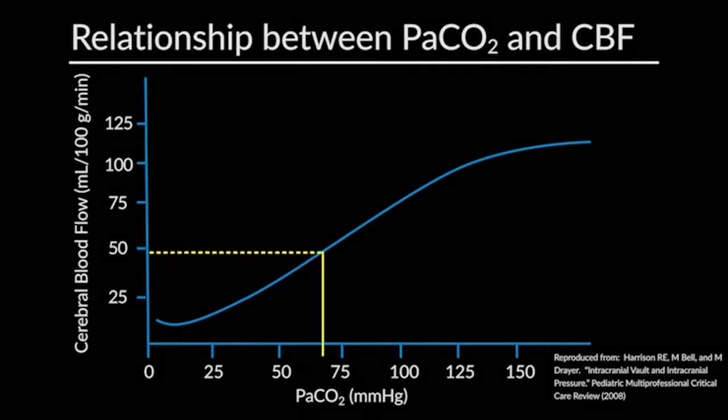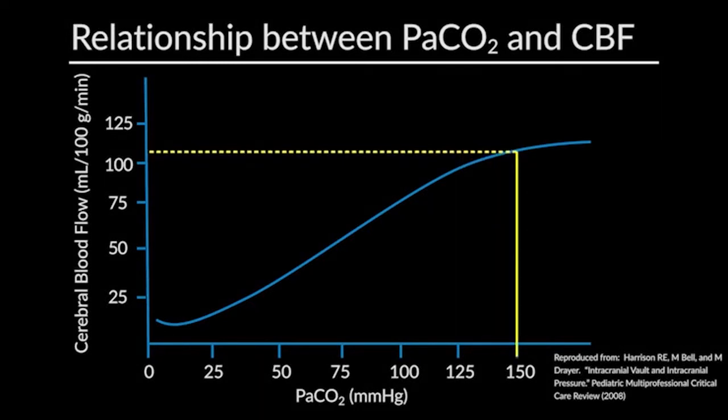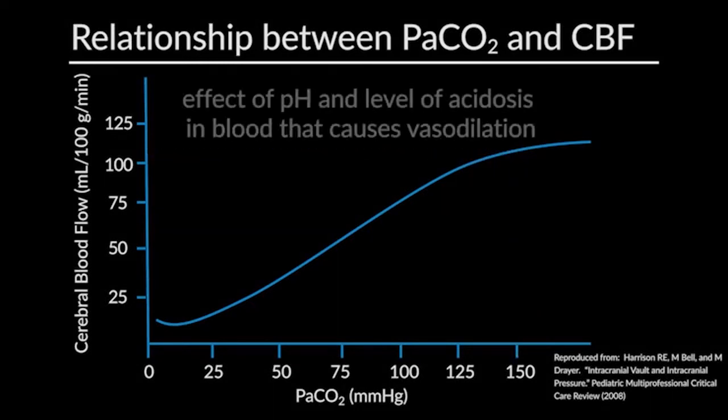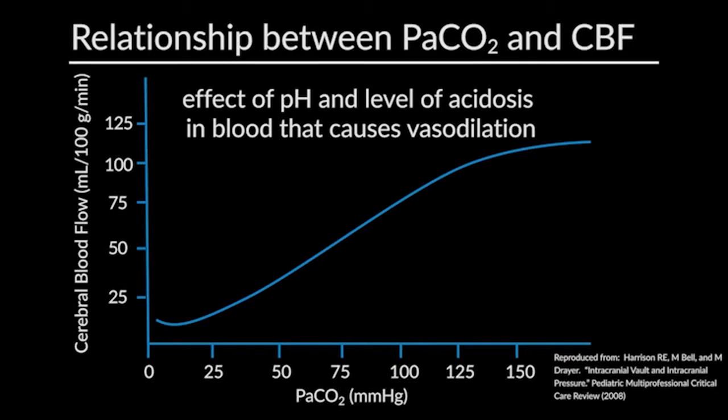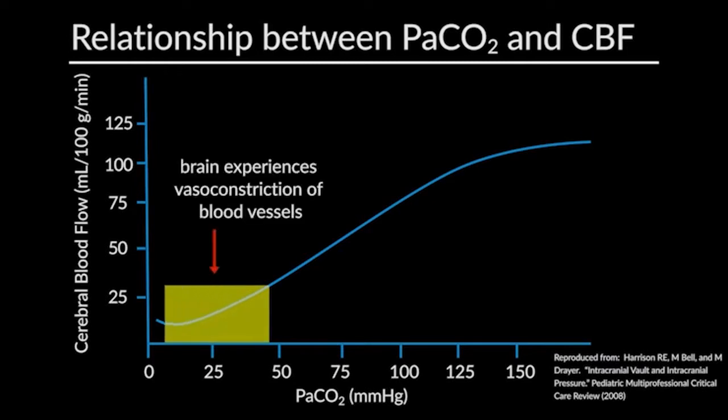As your carbon dioxide level in your blood begins to rise, you can see that your cerebral blood flow also increases. And again, that's largely an effect of the pH and level of acidosis in the blood that causes the blood vessels to vasodilate. Again, vasodilation, increased blood volume, increased cerebral blood flow probably will exacerbate any ongoing intracranial swelling that is there. As you can see on the left side of the curve here, below a partial pressure CO2 level of 40, the blood vessels in the brain experience vasoconstriction.